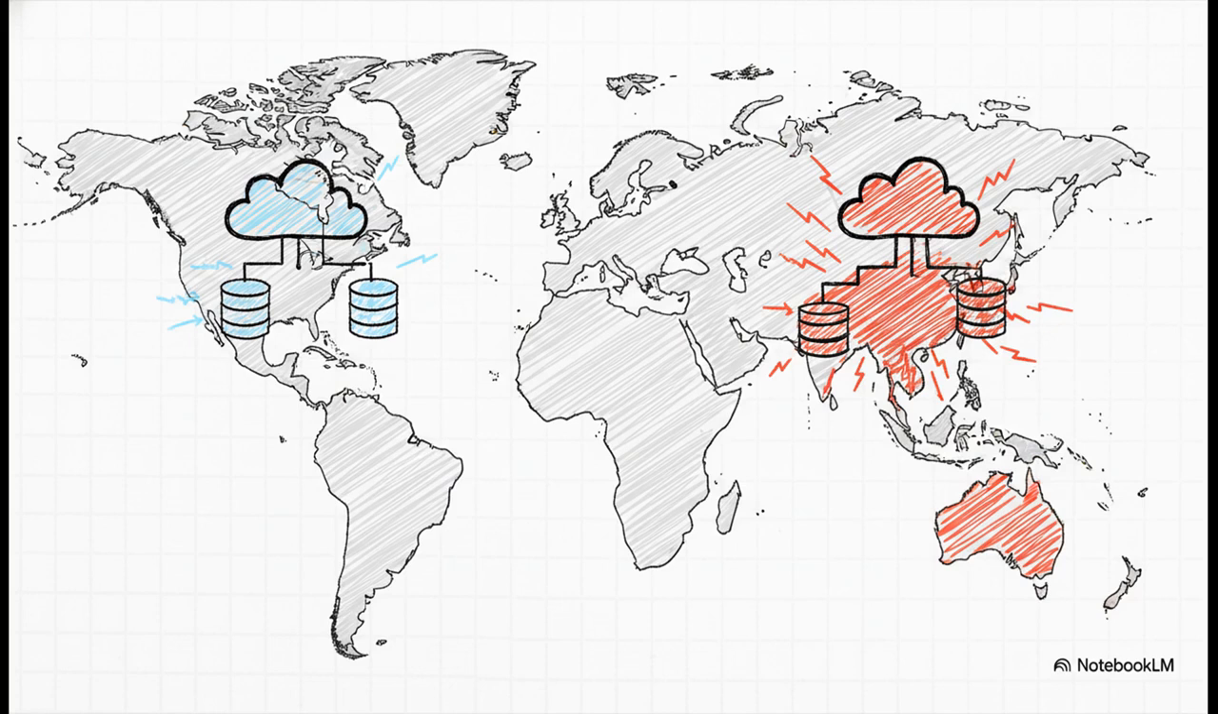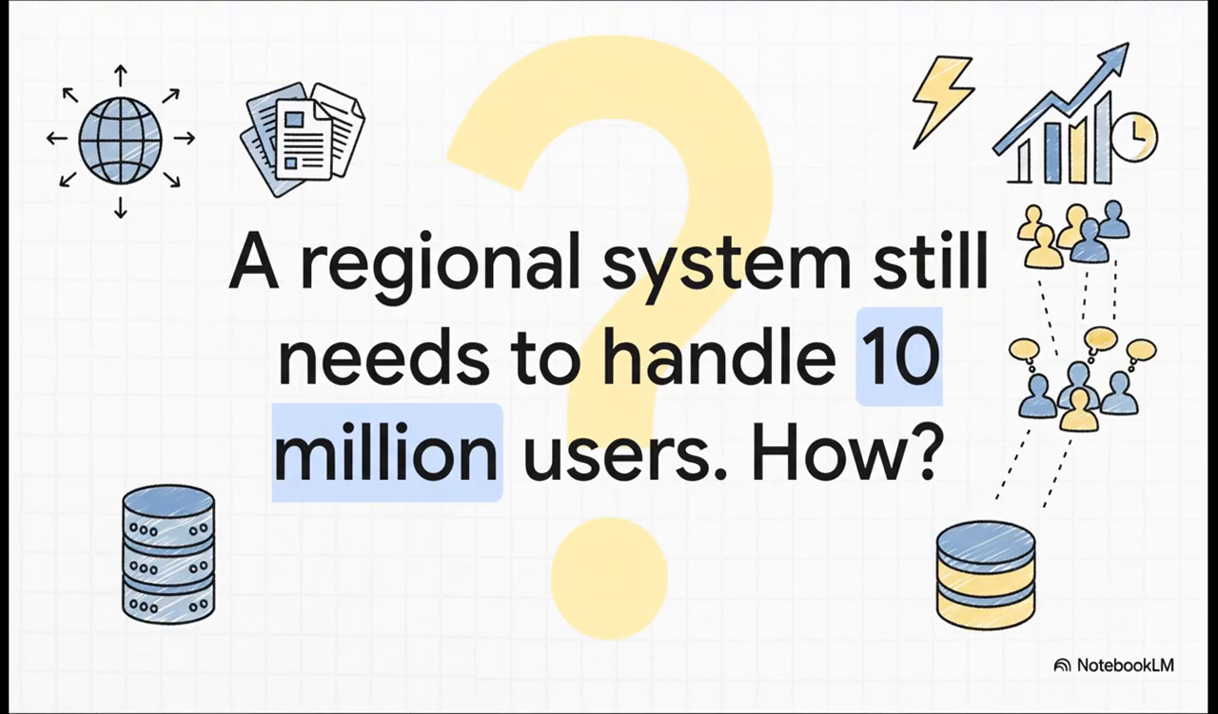News consumption is regional. It just is. Most users in the US want US news. Users in Europe want European news. This means we don't have to build one single monolithic system to serve the entire planet. We can actually partition our architecture into smaller, independent regional deployments. A massive traffic spike in Asia won't even be noticed by the system serving North America. It's brilliant.